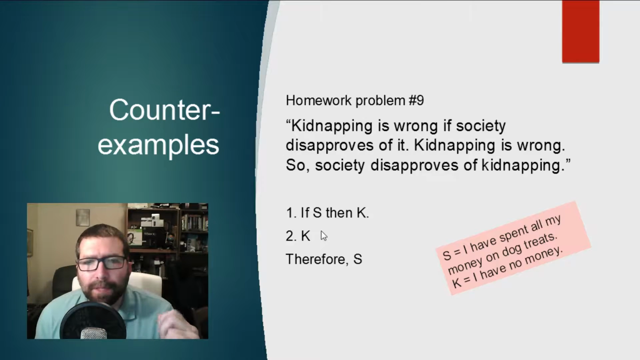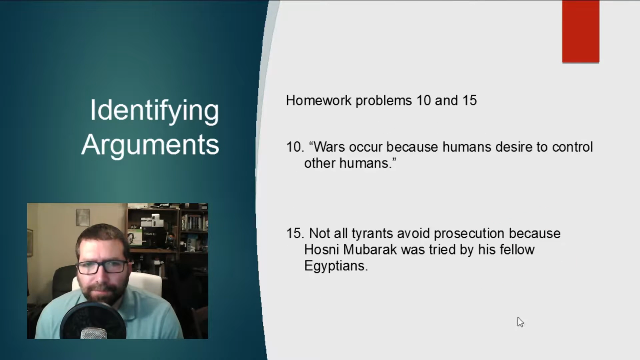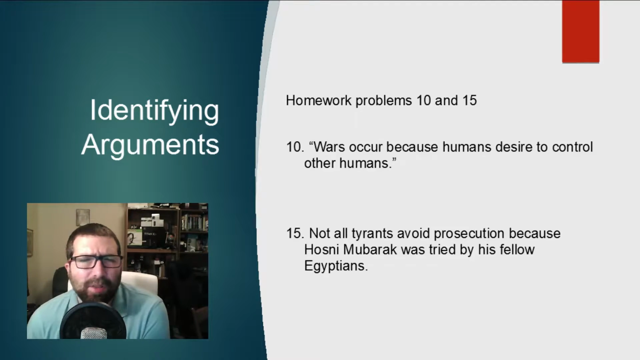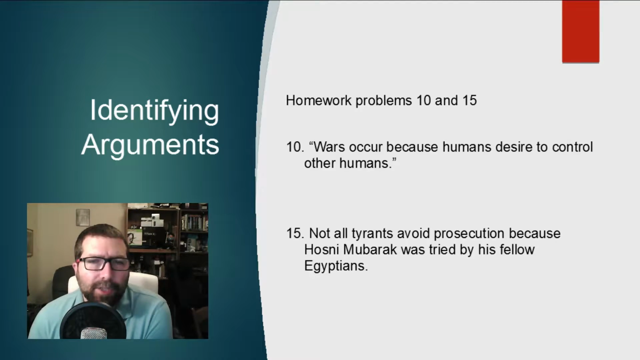All right, let's start identifying a couple arguments here. So I picked, again, at random, homework problems 10 and 15. So number 10: wars occur because humans desire to control other humans. So is this an argument? Well, for it to be an argument, you would have to be trying to establish the conclusion by means of using the premises. So what would be the conclusion here? What would be the premises? I mean, maybe wars occur would be the conclusion in this case.